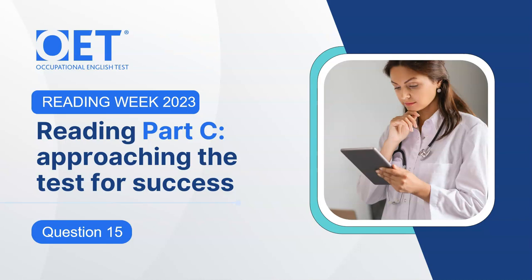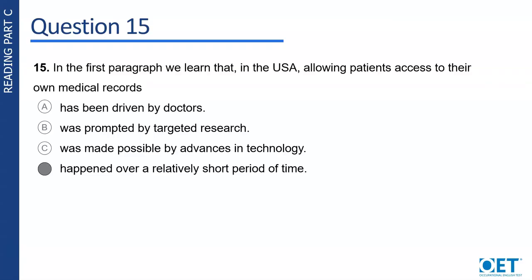Remember, there's no one-size-fits-all approach to improving your reading skills, but building your confidence in understanding how answer options relate to the text will definitely help you feel able to tackle Reading Part C questions. So this strategy could be one for you to use until you feel confident enough to try questions in the normal way. The answer for question 15 is D.